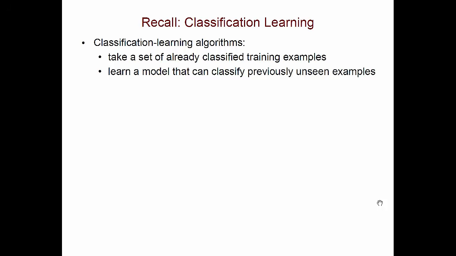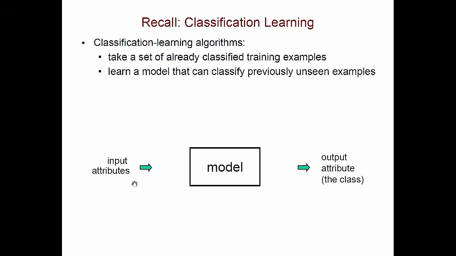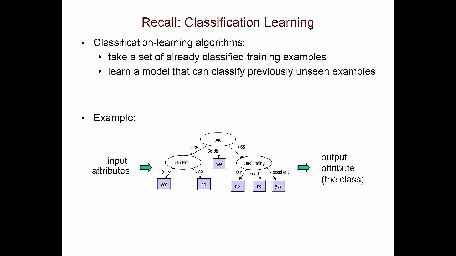Another way of saying that is the model takes the values of some input attributes and uses those inputs to predict a value for the output attribute, which is the class. We saw in the previous video one example of such a model is a decision tree. That particular decision tree took information about customers like their age, whether they were a student, and their credit rating, and it predicted whether that customer would buy a computer in the next year.